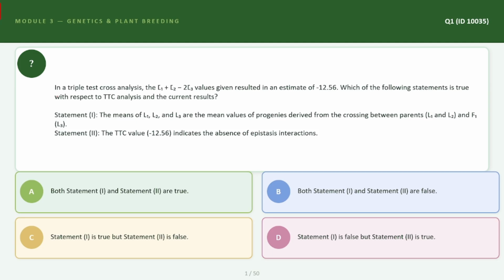First question is: in a triple test cross analysis, the L1 plus L2 minus 2 L3 value resulted in an estimate of minus 12.46. Which of the following statements is true with respect to triple test cross analysis and the current results? If you want to understand this question, you should know what triple test cross analysis is.